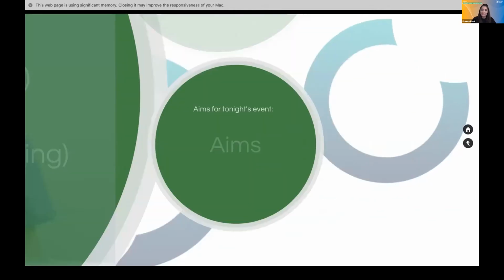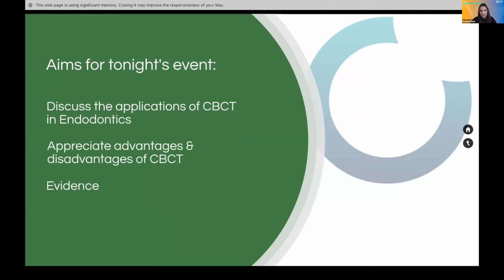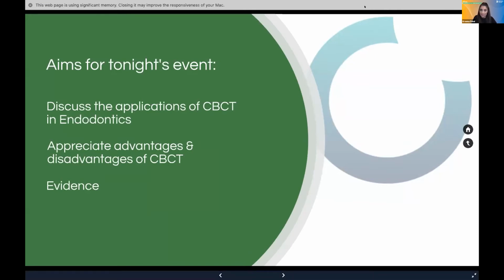So the aims of tonight are really to look at the applications of cone beam CT in endodontics, and I'm hoping to run through some cases with you just to really highlight the difference that cone beam can make to your practice. We're also going to be talking about the advantages and disadvantages of cone beam CT. And cone beam CT is not a new thing. It's been used for endodontics for many, many years now, and there's a really solid evidence base for its application in endodontics.